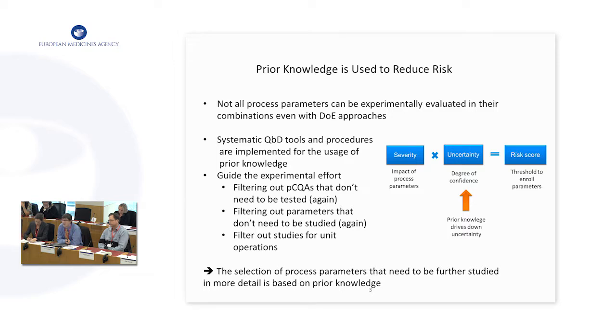We filter out parameters that don't need to be studied again, and maybe we even filter out complete studies for unit operations. I think prior knowledge helps, of course, in the judgment of the severity, but mainly it drives down uncertainty to get this risk score and to decide to study the right things. I think in many cases we do it right.